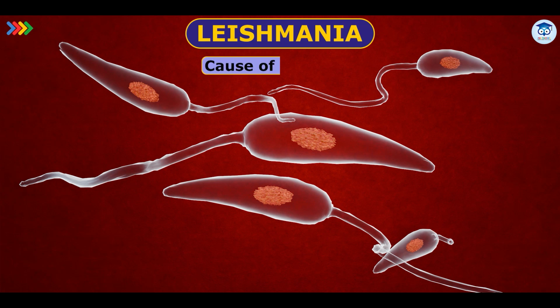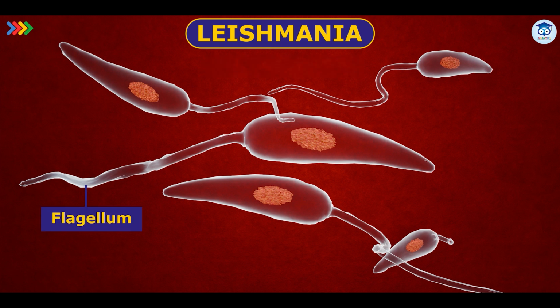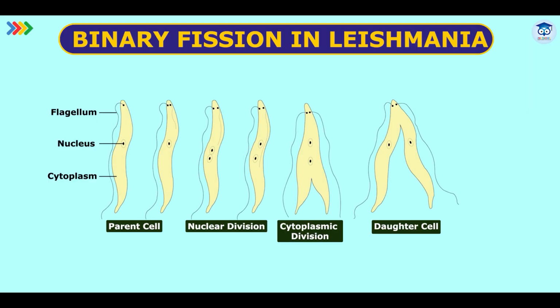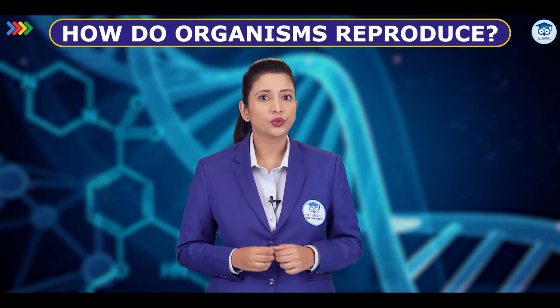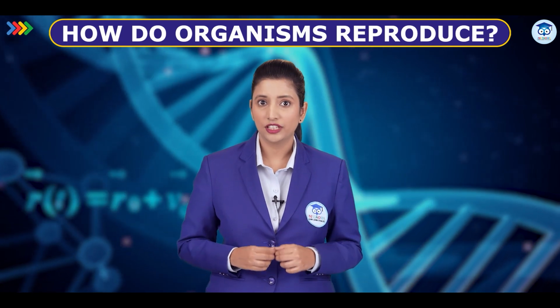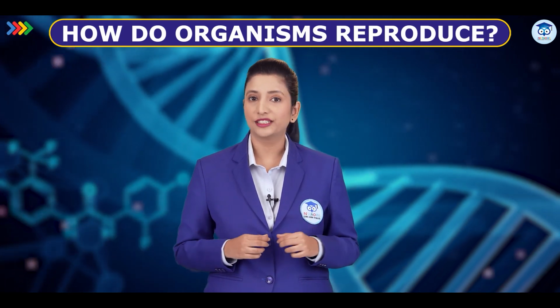Leishmania parasites are the cause of Kala Azar, which is a serious and potentially fatal disease that affects internal organs like the spleen and liver. They have a special whip-like tail called a flagellum at one end. Because of this structure, it doesn't divide just anywhere. Their division follows a specific direction aligned with how their body is built. So, even though the method is still binary fission, the pattern depends on the organism's structure.